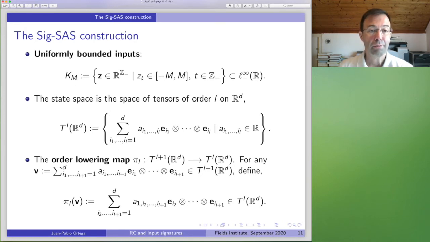So the way this goes is, first, we are always working in this uniformly bounded inputs situation. These are semi-infinite sequences, but for each term they live on a compact, closed and bounded interval. And then the state space of this SAS system will be these tensors. So I have to fix an L, which actually will have to do with the truncation of how many steps into the past I look at.